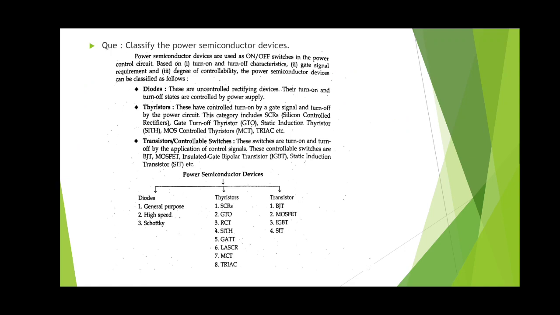Then the third category of power semiconductor devices are the transistors. Again, these are control devices, and these are again three terminal devices. These switches are turned on and turned off by the operation of control signals, and these controllable switches are BJT, that is bipolar junction transistor, MOSFET, metal oxide semiconductor field effect transistor, IGBT, that is insulated gate bipolar transistor, and SIT, that is static induction transistor. So this is a brief listing of the different types of power semiconductor devices.